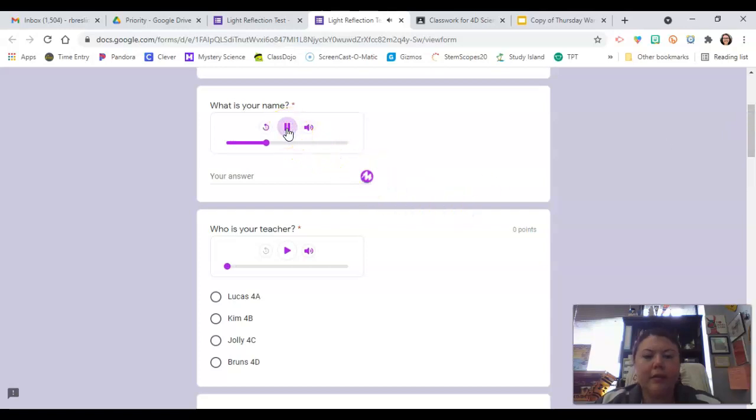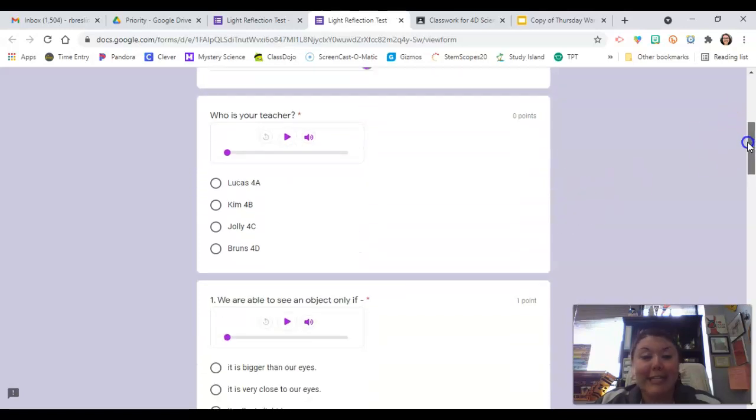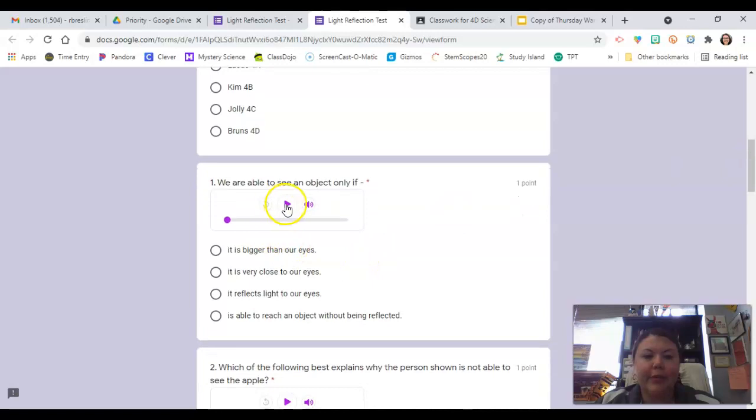So I put this on your test to try to help you. You press play, and it reads the question and answers for you. So I'll give you an example here. We are able to see an object only if A, it is bigger than our eyes, B, it is very close to our eyes, C, it reflects to our eyes, or D, it is able to reach an object without being reflected. There you go. So make sure you press that so you can hear this read aloud to you, and do your best.